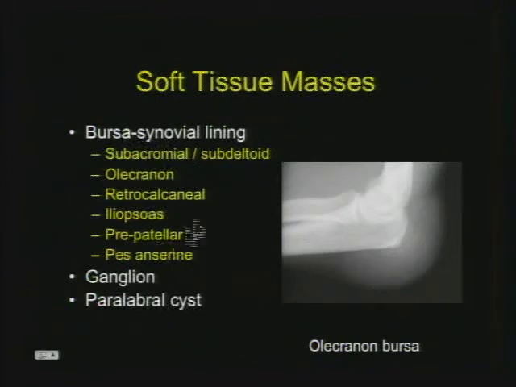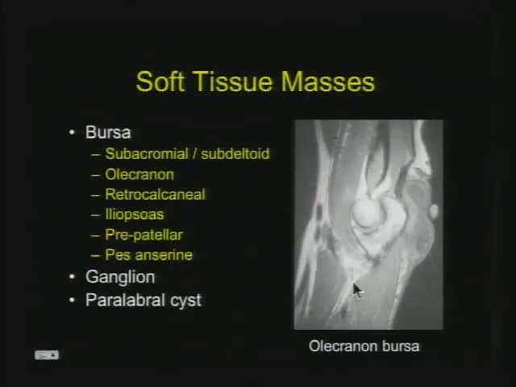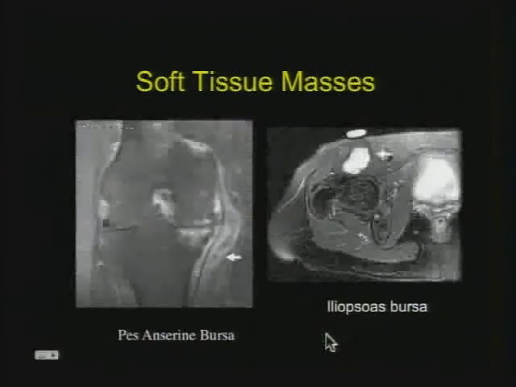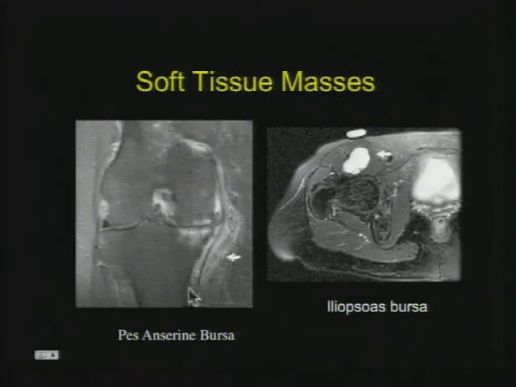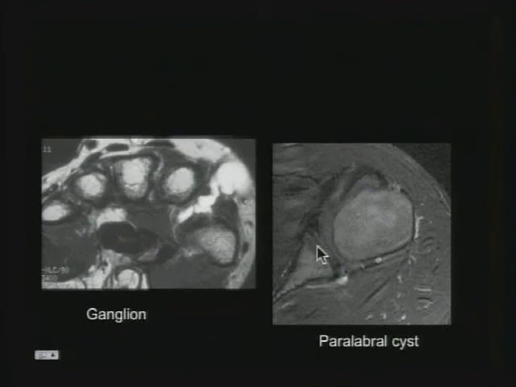Don't forget your bursae, the ganglion and the paralabral cyst. If it's behind the elbow, it's an olecranon bursa, and the two arthropathies that give you bursitis there are gout and rheumatoid. This is a pes anserine bursa, which lies medial to the knee, and here we have the iliopsoas bursa in front of the hip. And rheumatoid and some of the synovial diseases will affect that.